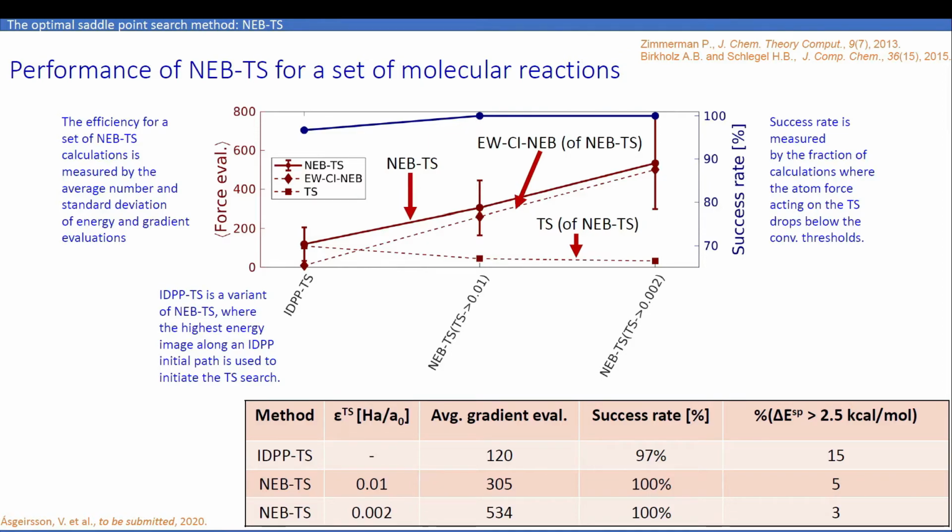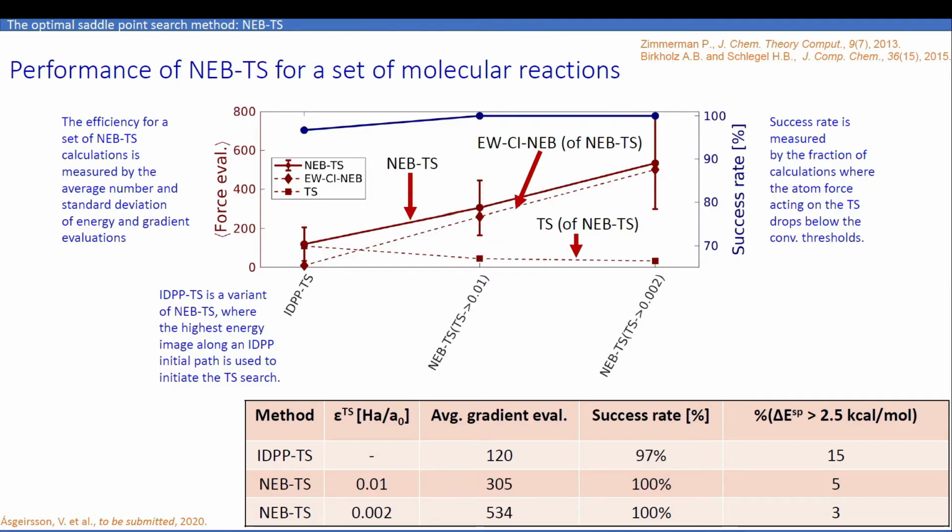After a careful analysis of the calculations that showed large deviation, we found that only 3 of the calculations lead to an incorrect saddle point. And these calculations get fixed by lowering the TS activation threshold even further. But as you can see here, this also increases, of course, the average number of gradient evaluations as more time is spent in the energy-weighted clamping image NEB.